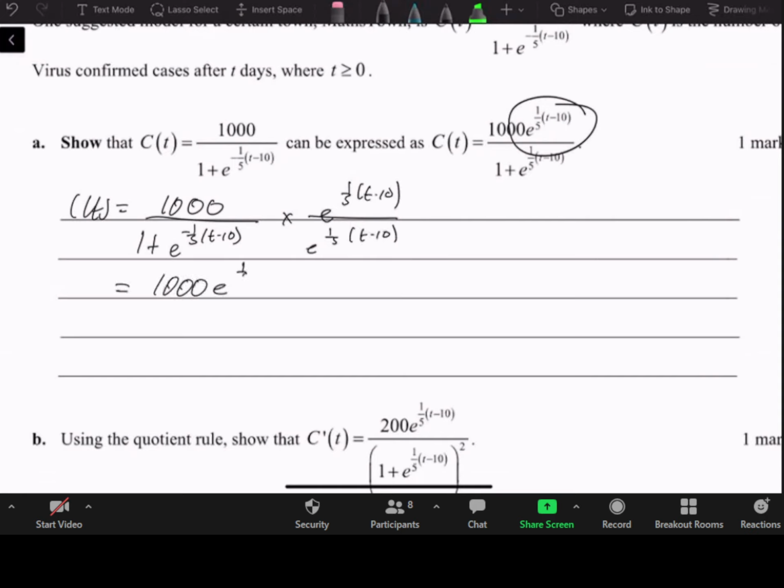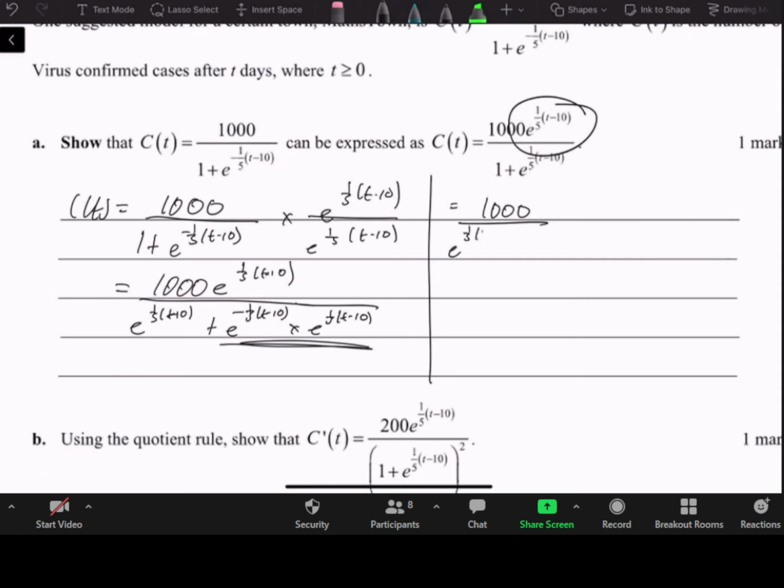So 1000, and then we have e^(15t minus 10) plus e^(15t minus 10) times e^(15t minus 10). And we know when we multiply this, we add the powers. So maybe I'll write here 15t minus 10 plus e negative 15t minus 10 plus 15t minus 10. So since you're minusing the same thing from the other thing, this is going to be 0, and e to the 0 is 1. So this whole thing goes to 1. So then it simplifies to 1000 e^(15t minus 10) over e^(15t minus 10) plus 1.